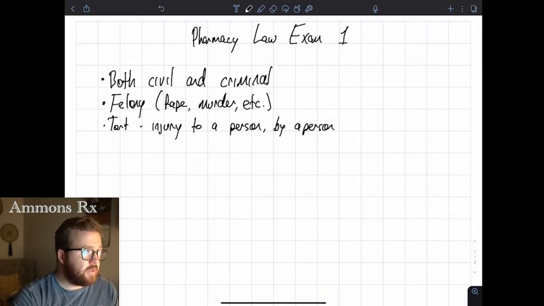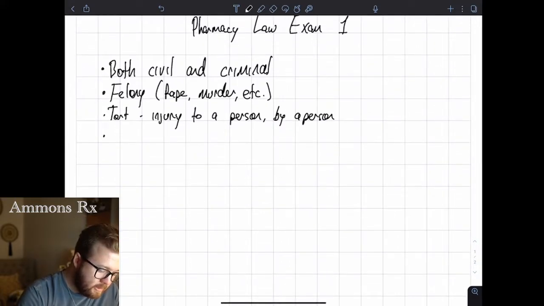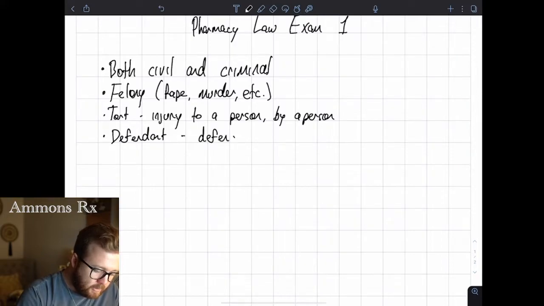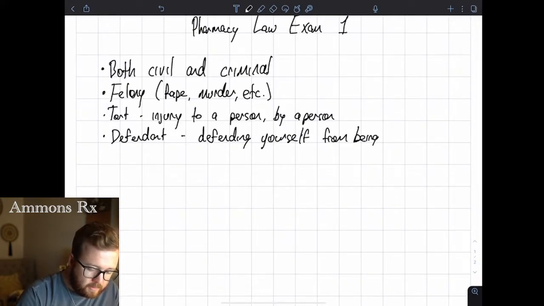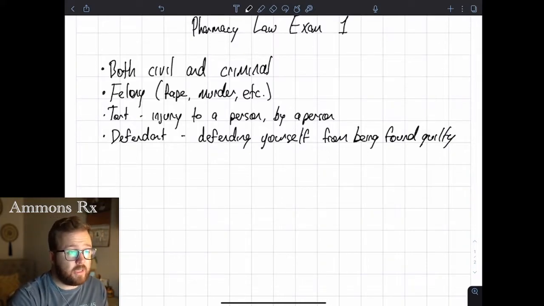An alleged defendant means a wrongdoer. So in a court of law in the United States, when you are a defendant, you are defending yourself from being found guilty. Because in America, we are innocent until proven guilty. So that's usually what they call a defendant. So this is someone that is accused of being a wrongdoer.